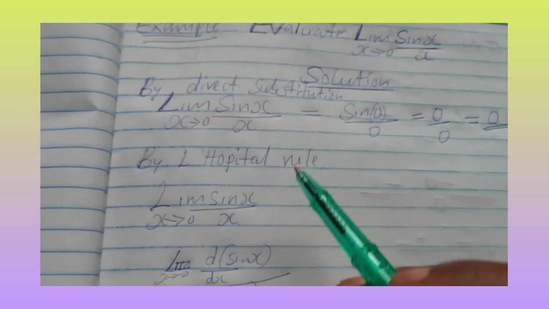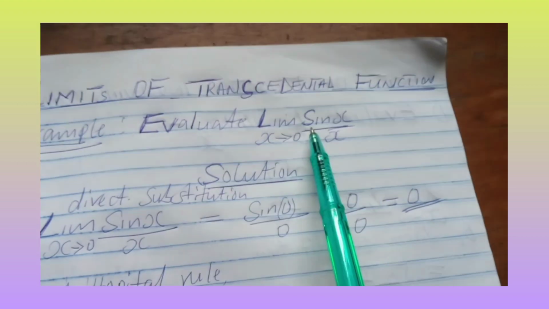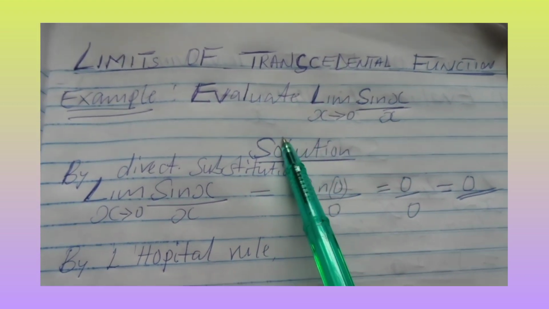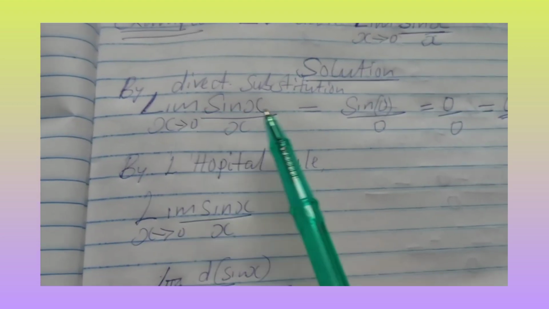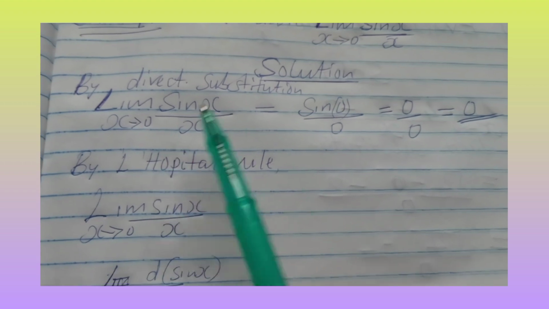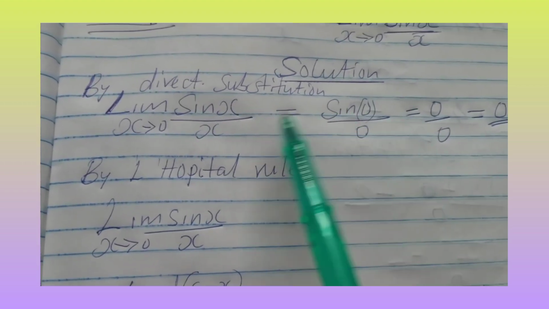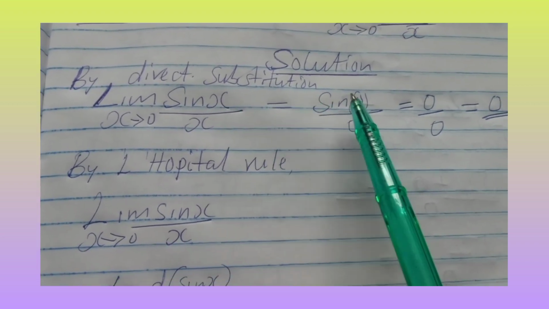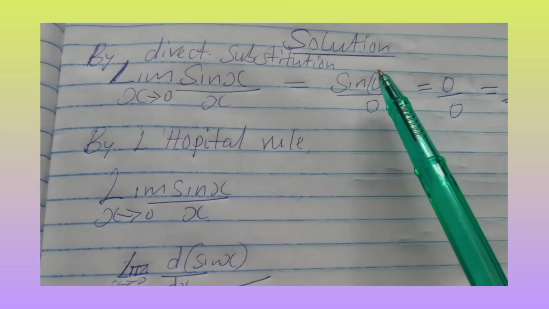Now, let's look at the limit of this function. They say that we should evaluate the limit of sine x all over x as x tends to 0. How are we going to evaluate this? Number 1, we use direct substitution. By direct substitution, anywhere we see x, we substitute 0. And we have sine x, so the sine becomes sine 0 all over 0. And sine 0 is what?